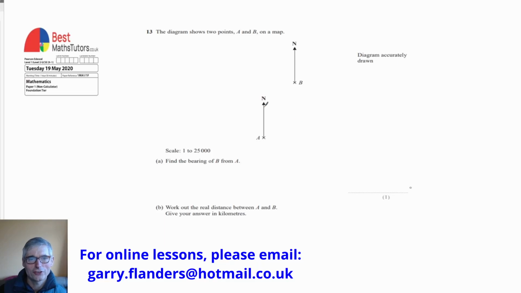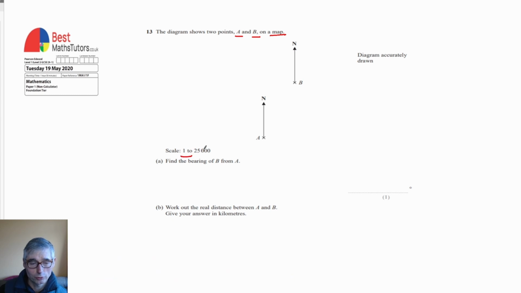This is question 13 and it's a question about bearings. What we're told is a diagram shows 2 points A and B on a map, and the map has got a scale of 1 to 25,000. We've got to find the bearing of B from A. Because it's written that way, B from A, it means that we're actually stood at point A and we want to know what the bearing of B is from A.